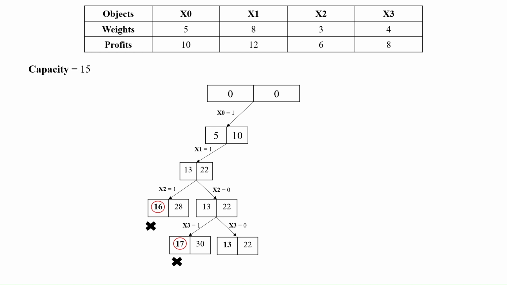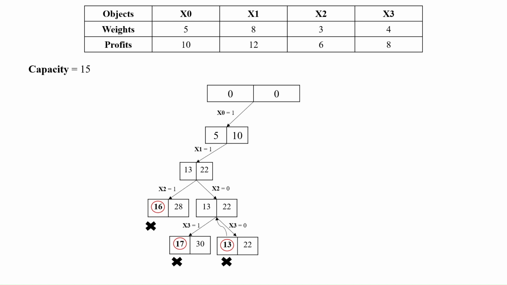The actual maximum capacity is 15 kgs, but the maximum capacity which we got here is 13 kgs. Though 13 is less than 15, it is not equal to the maximum capacity which we have been given. That means again the path which we chose is a wrong path. That means we have to backtrack to its parent node.